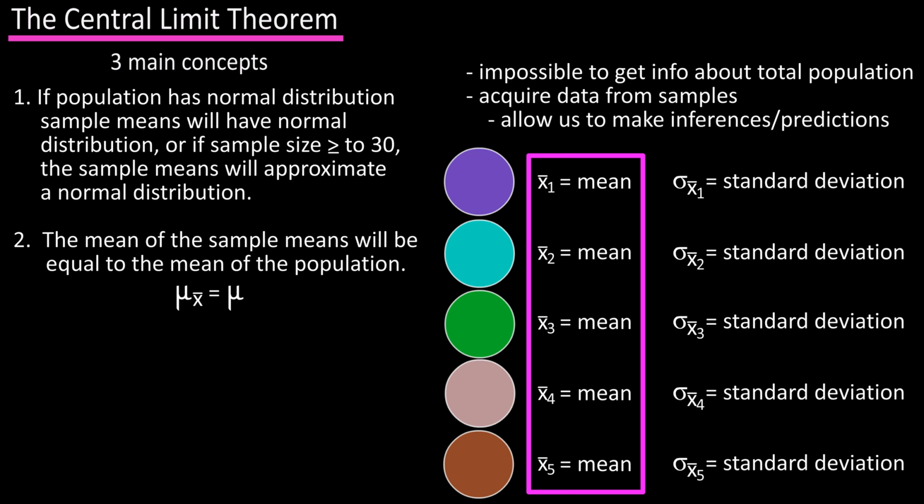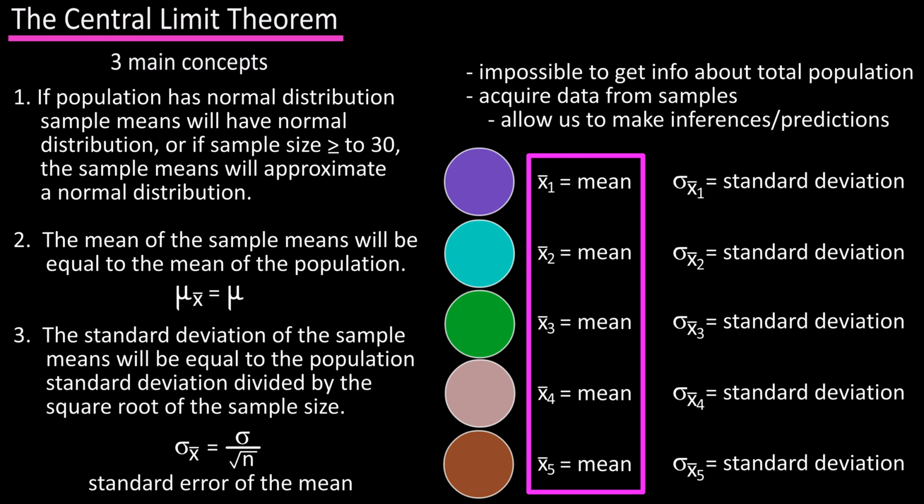Number 2 is that this distribution of the sample means will have a mean that will be equal to the mean of the population. So mu of the x bars equals mu of the population. And number 3 is that the standard deviation of this distribution of sample means will be equal to the population standard deviation divided by the square root of n, with n being the sample size. And this is called the standard error of the mean.